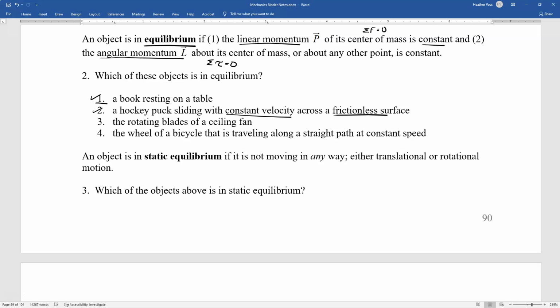So here we have the rotating blades of a ceiling fan. We really just don't know enough information there. We don't know if it's speeding up. We don't know if it's slowing down. We just know the blades are rotating. And then we have a bicycle that's traveling along a straight path at a constant speed. So the angular momentum should be staying the same because the linear momentum is as well.